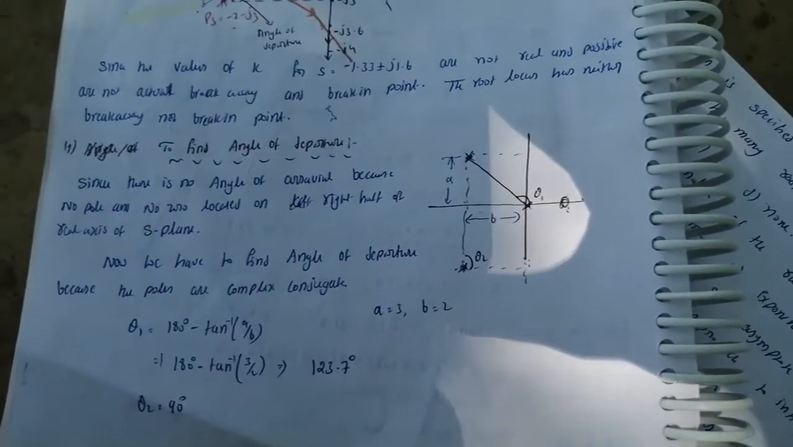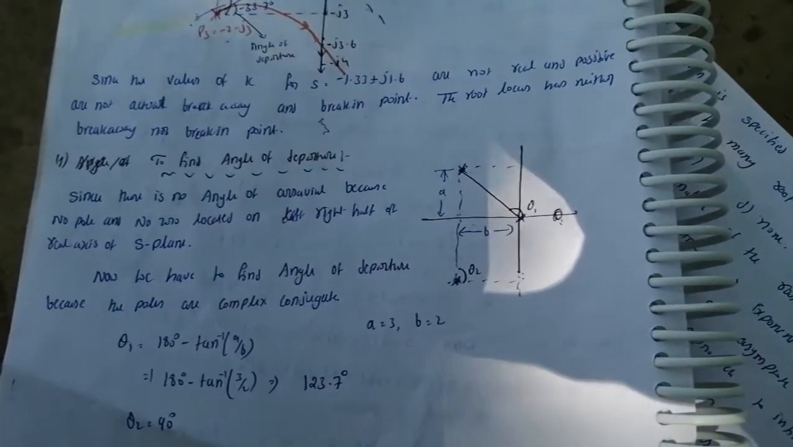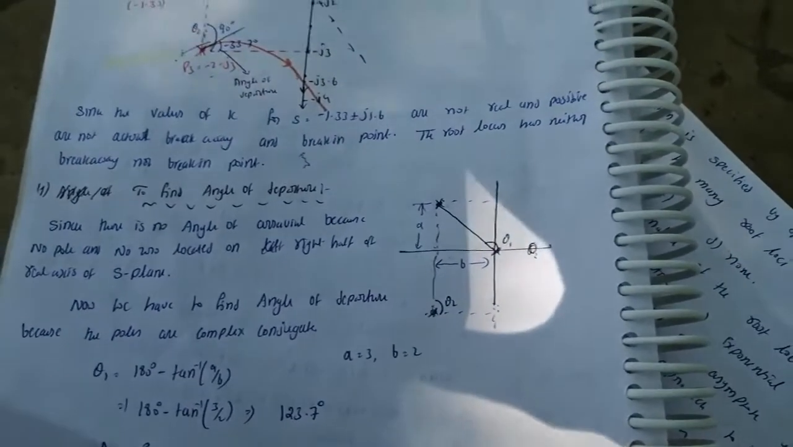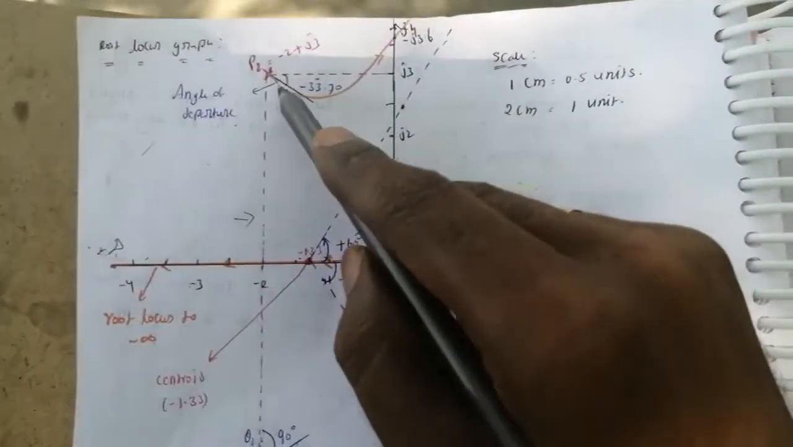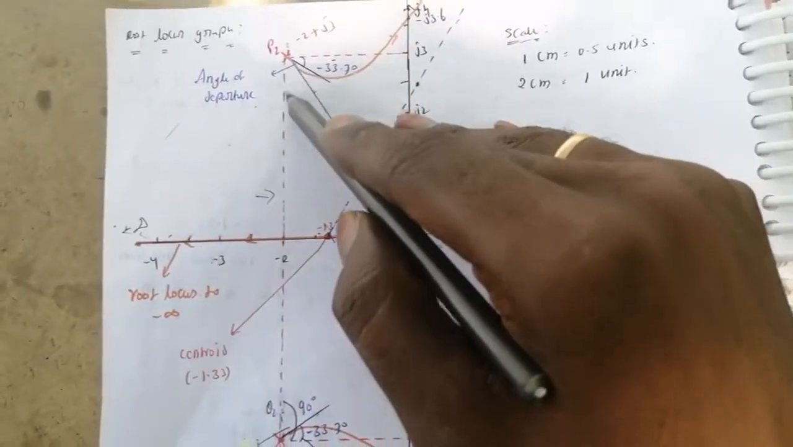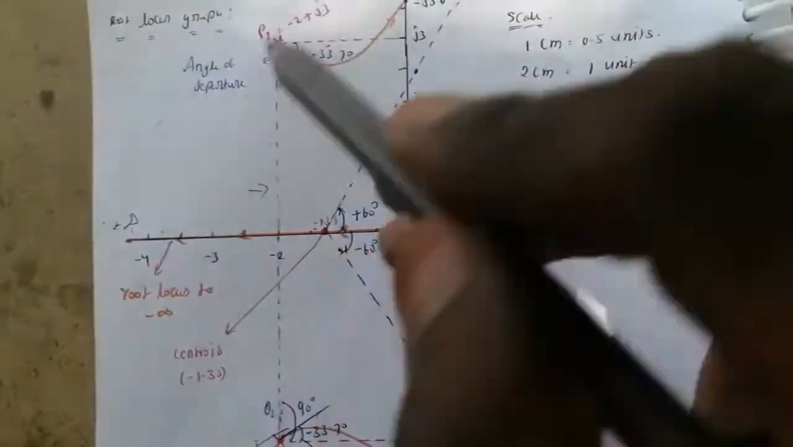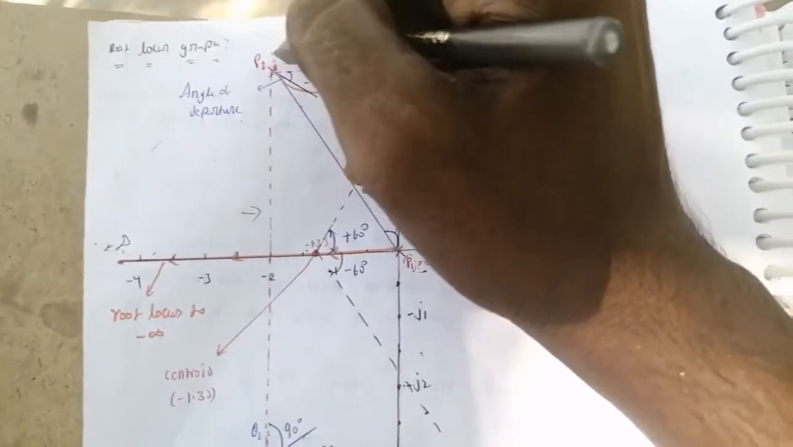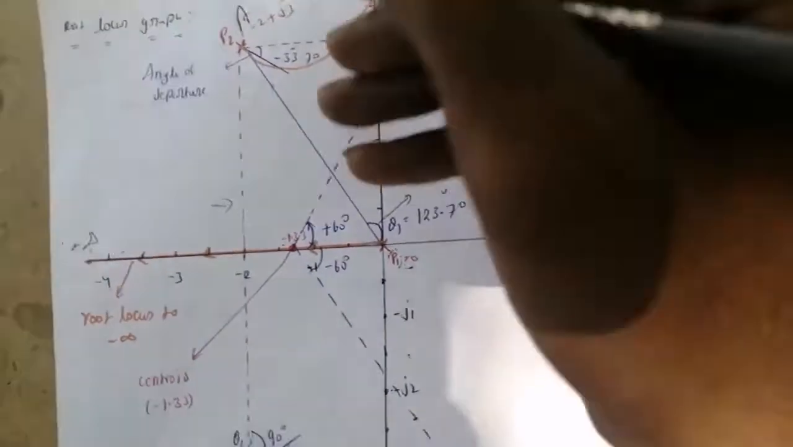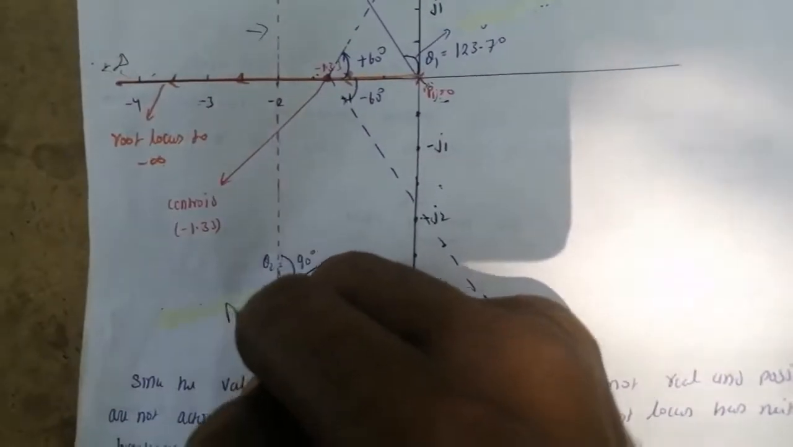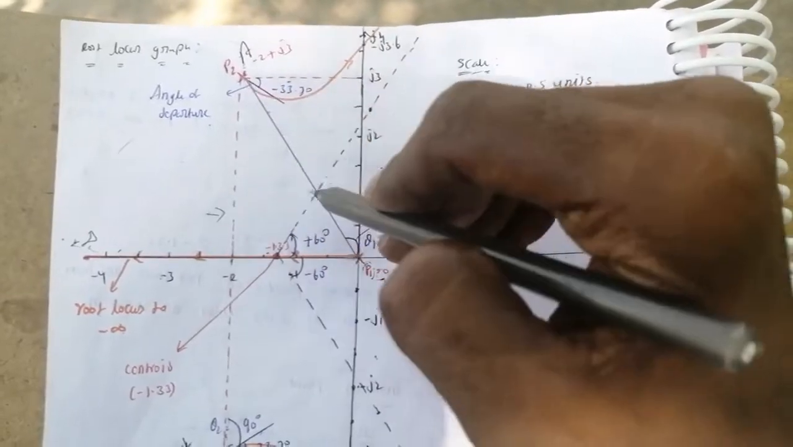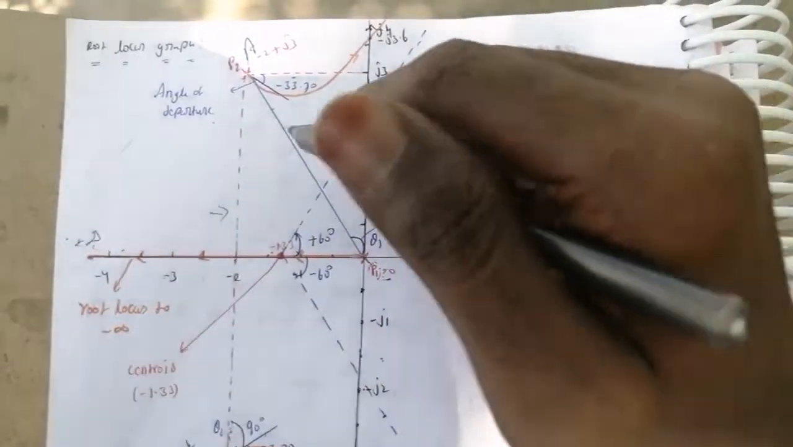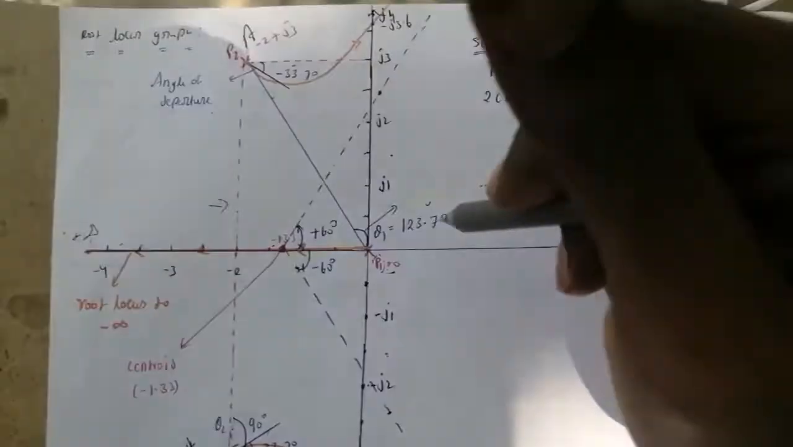Now we have to find the angle of departure because the poles are complex conjugate. Now if you see this graph, after locating these poles, the graph should look like this, like a box. After that, represent it as A and A star. Now from this point you have to add a line to every pole or zero located on the real axis.